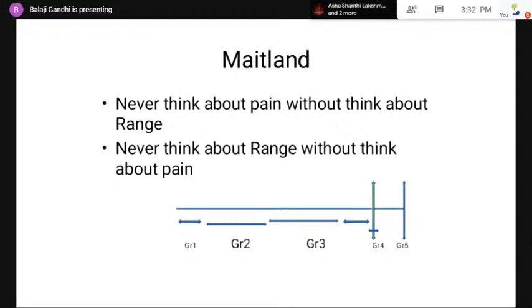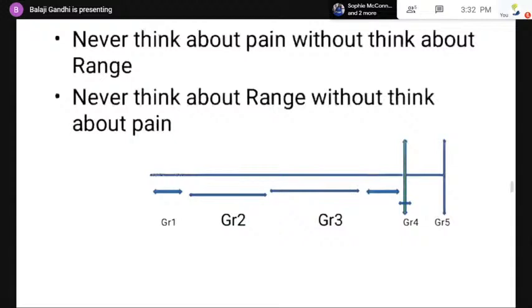You can see one straight line. This is where the movement starts, and the movement ends there. When the movement ends here, there are two end ranges. The first one is the physiological end range of motion, and the last one is the anatomical end range of motion.